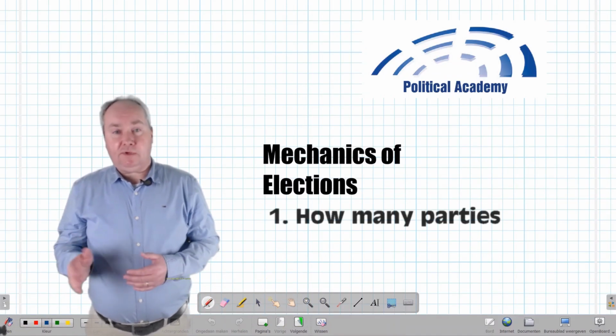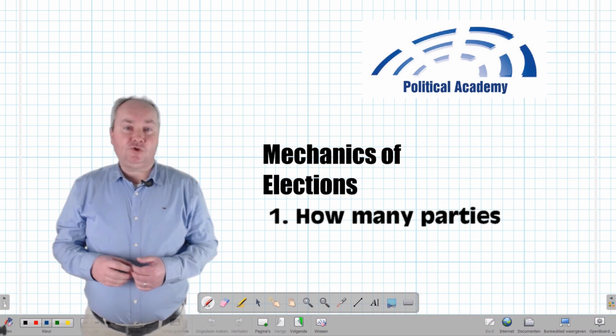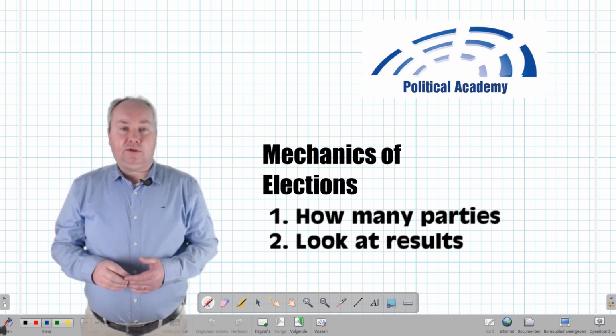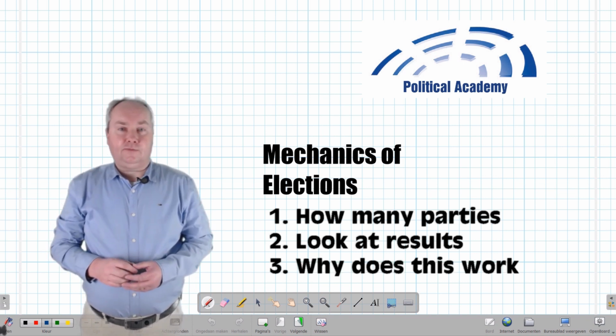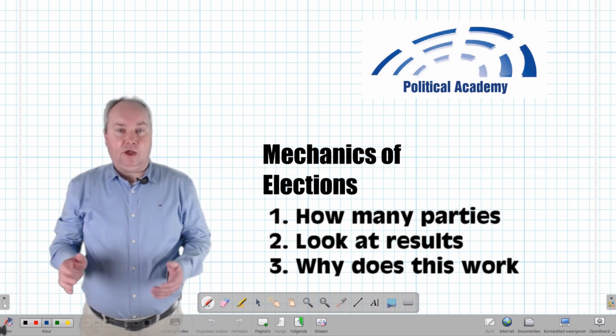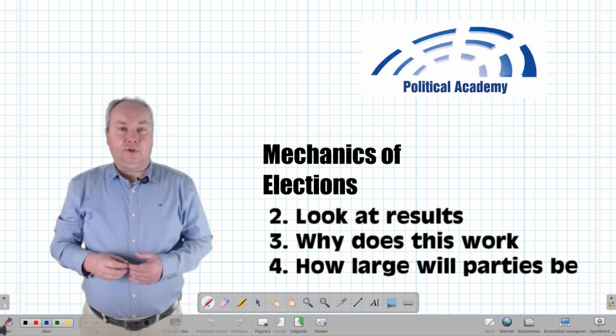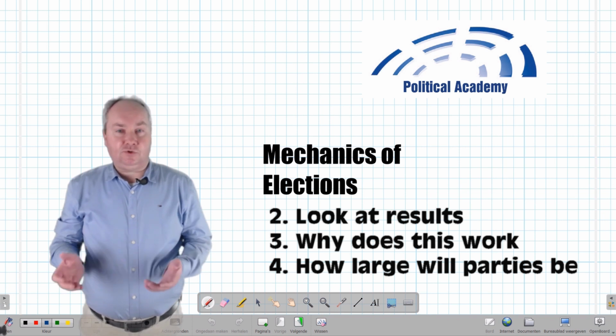First I will show how many parties can be expected to have at least one seat. We will look at election results to prove the value of such a calculation. We will speculate on why the game of elections works, and then we will take it one step further. How large will parties be? Can we even predict elections using this tool?